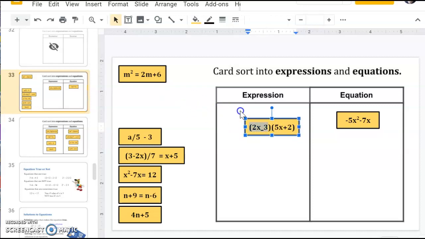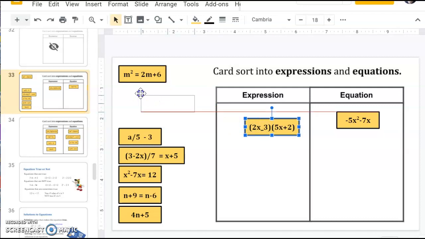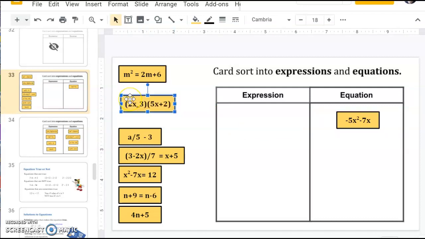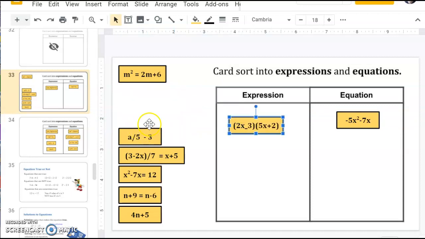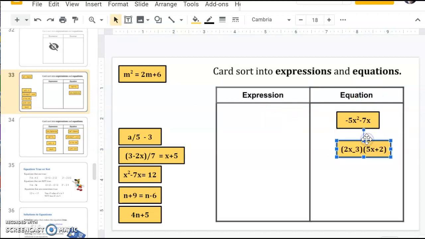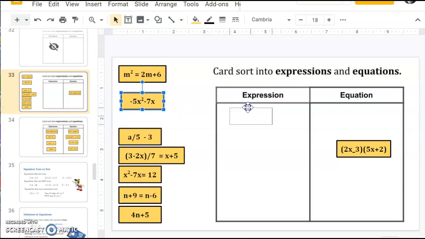drop different tiles. So for example, if I want to move this, okay, if I think 2x minus 3 is equal to 5x plus 2 is an equation, I can click on it and then drag it here. Or if I think it's an expression, I can click it here and then drag it and drop it. Okay, and I've actually done this before. If you think negative 5x squared minus 7x is an expression, you drop it here and so on. So can you pause the video and quickly do this now?